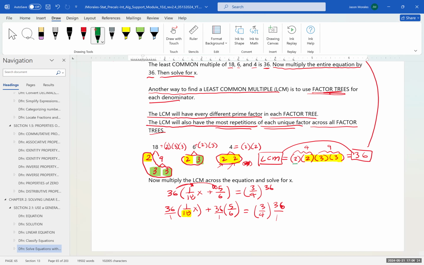We have a 2 left. So 18 will go into 36 2 times. So that leaves us with 2x.